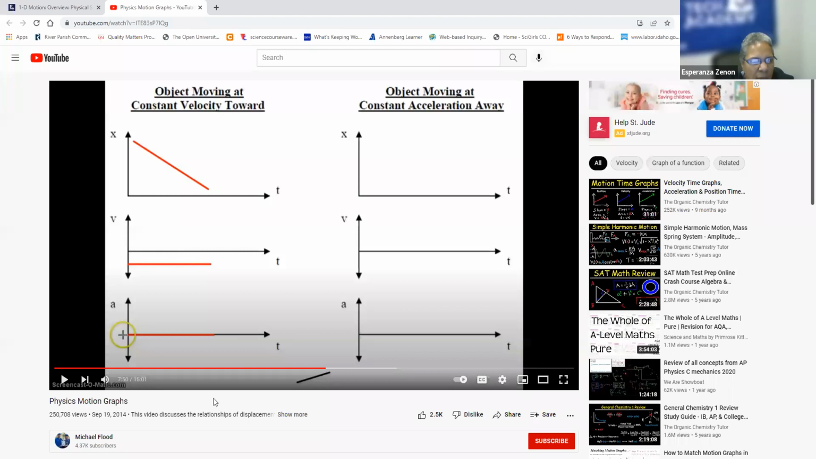Okay, so it's important that you understand the difference between if the object is moving away from its starting point or toward the starting point. Because remember, all of these things are based on measurement. And in order to do that, you have to have a reference point. And so that's how we know it's moving toward or away, because of where we choose our reference point.